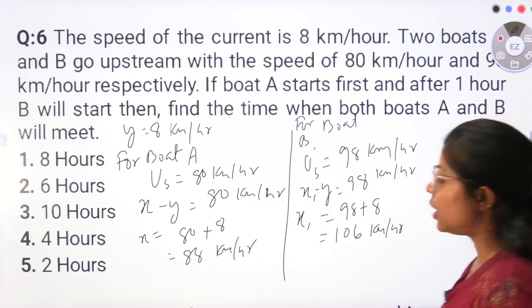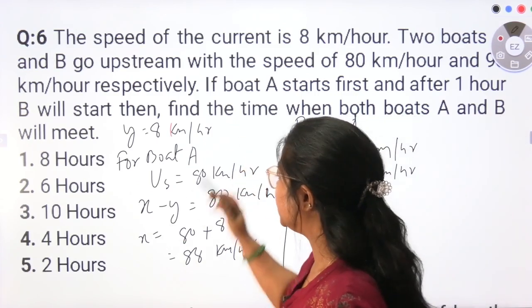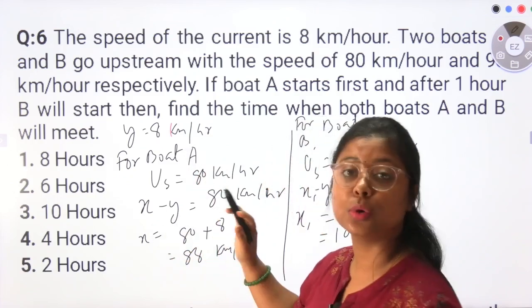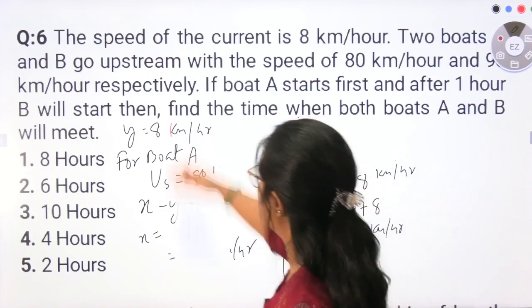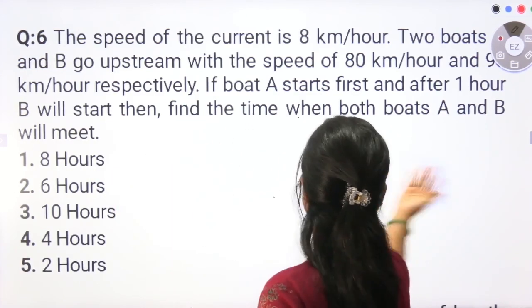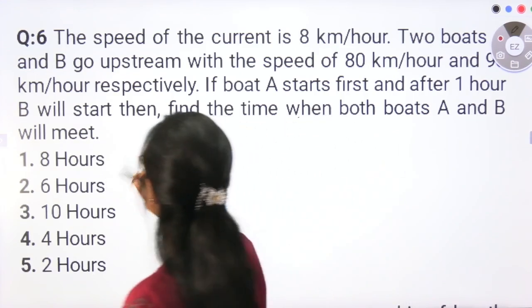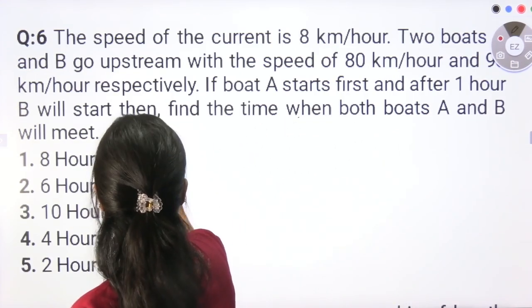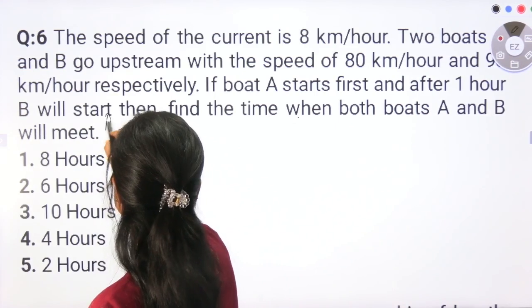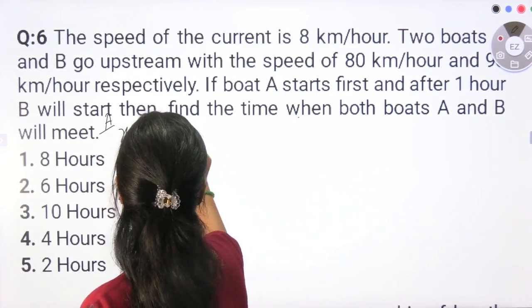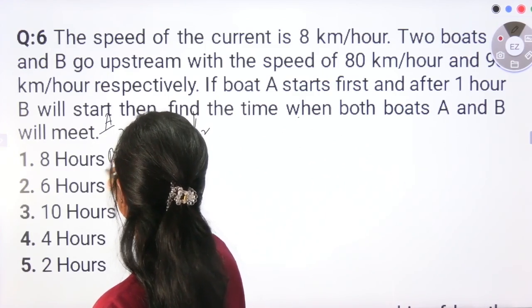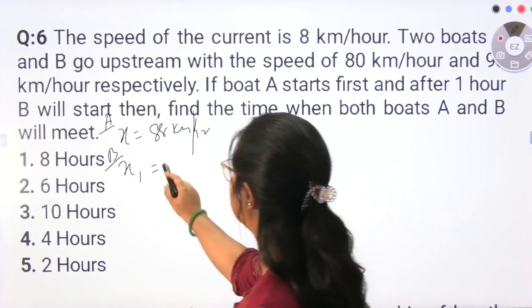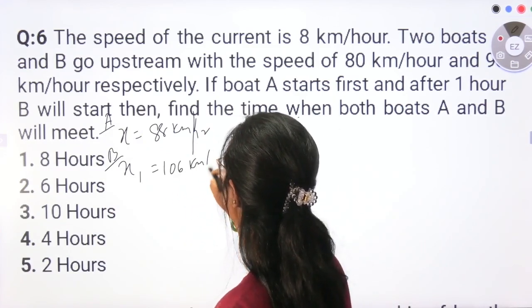Fine. So now I have already calculated the actual speed of boat A and the actual speed of boat B. Let us proceed further. So I already have x, which is the speed of boat A, as 88 km per hour, and x1, which is the speed of boat B, as 106 km per hour.